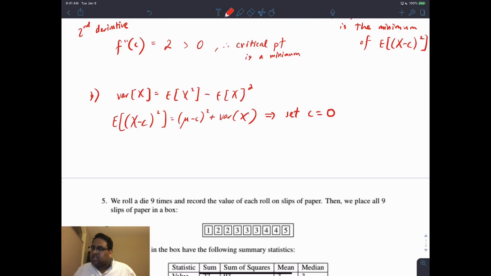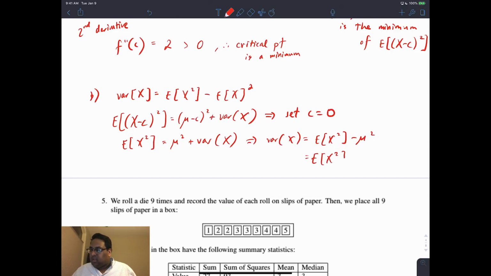What happens if you set c equal to 0? On the left-hand side, you just have the expectation of the square of x. Here you have mu squared plus variance of x, and you can just rearrange to get variance of x is the expectation of the square of x minus mu squared, which is the same as the other form, right? Because mu and expectation of x are the same thing. And so that's part B of the question, and that's question 4.